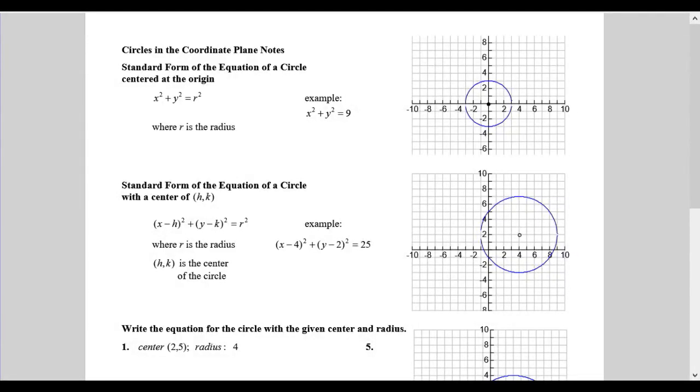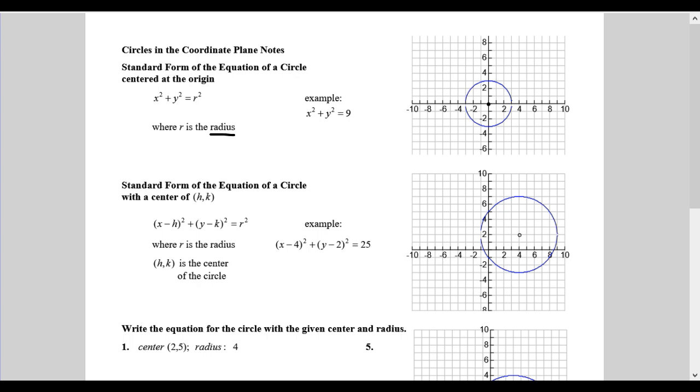Circles in a coordinate plane. So we're looking at equations of circles. Okay? So standard form is here: x squared plus y squared equals r squared. R is the radius. So r is the radius of your circle.